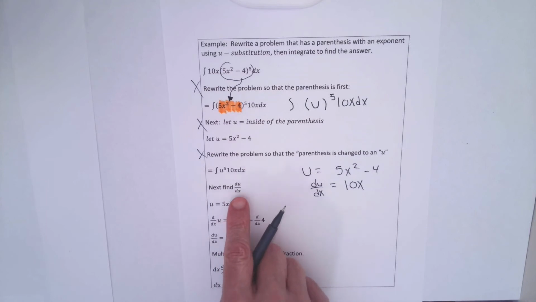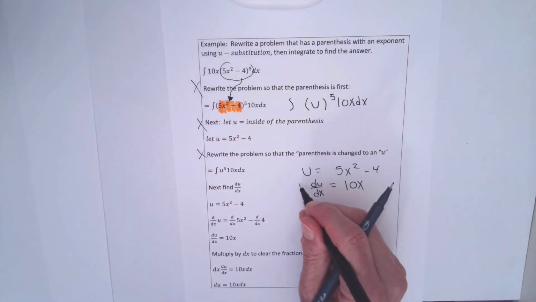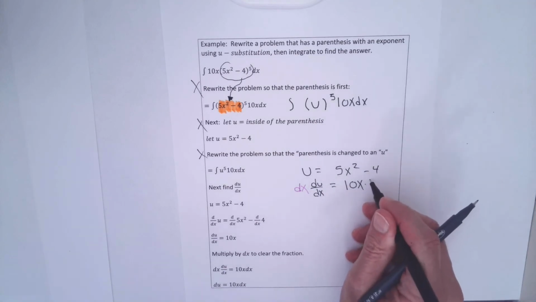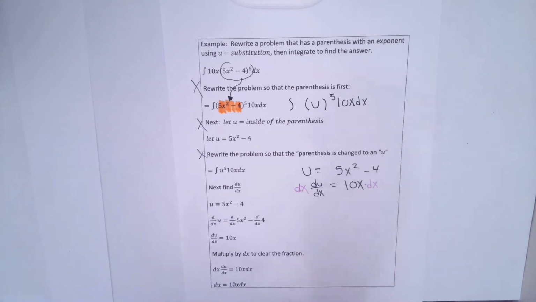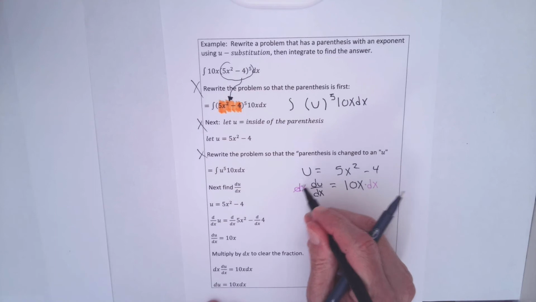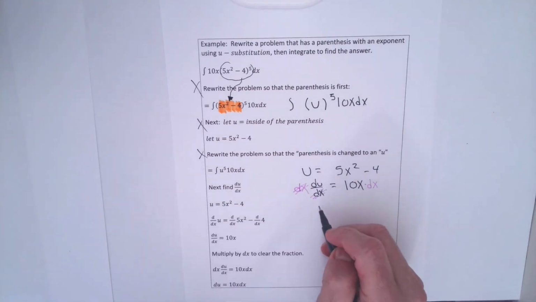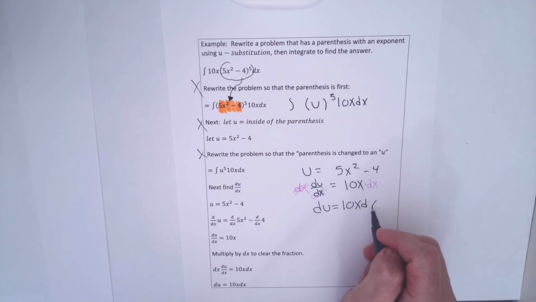So I found du/dx, not good enough. What do I need to do with that dx? I need to clear the fraction by multiplying both sides by dx. So I'm going to multiply the left side and the right side by dx. Don't really have room to write it on the right side over here, so I just wrote it where it fits, but both sides I multiply by dx. And what happens now? This dx and that dx cancel. That leaves me with du equals 10x dx.